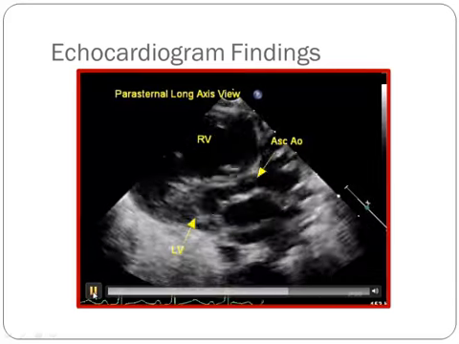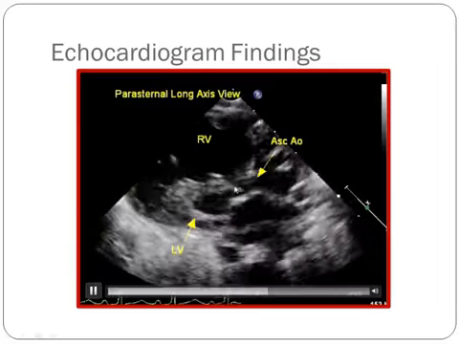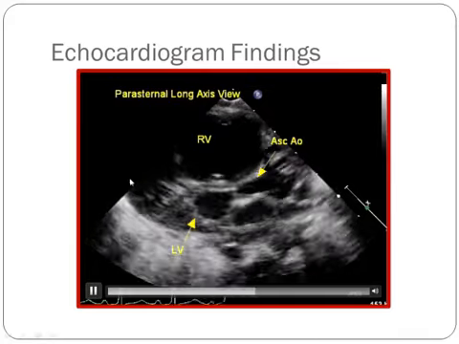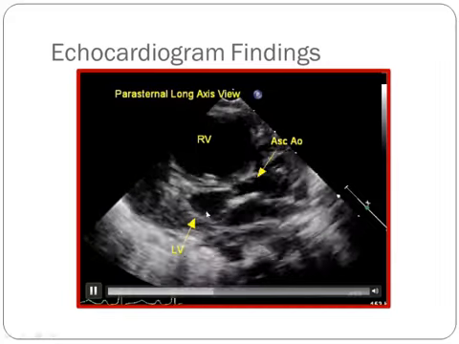So when this clip plays, it should become immediately obvious that there is something very wrong with this heart. You have this whole right ventricle which comes down and forms the apex of the heart. Here's the ventricular septum. And here's your tiny left ventricle.